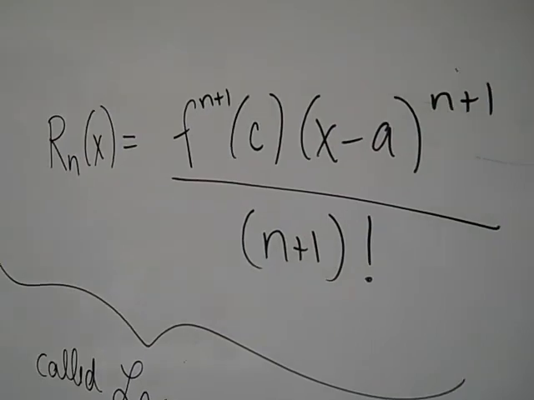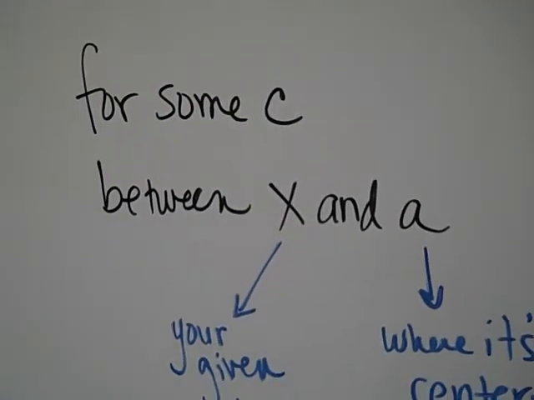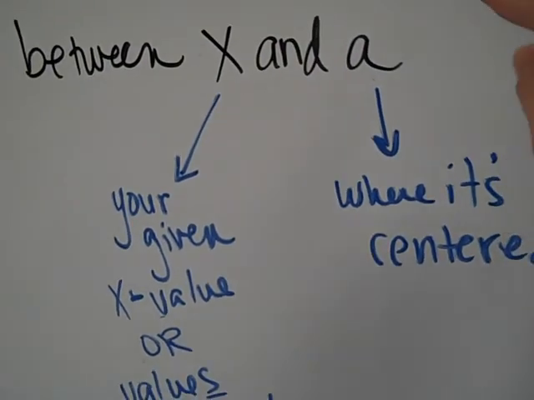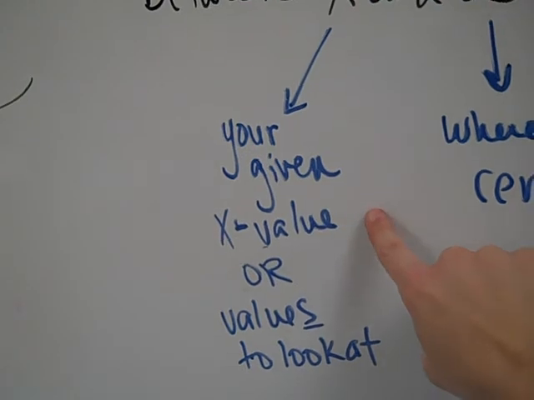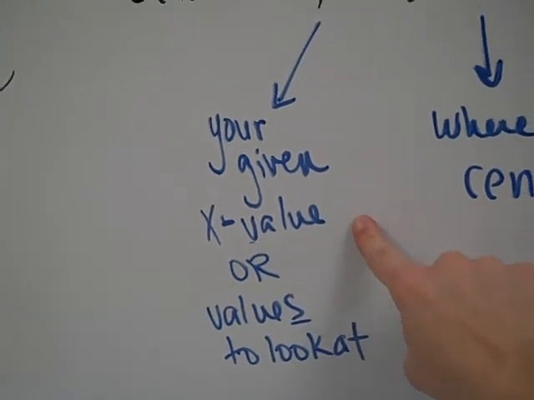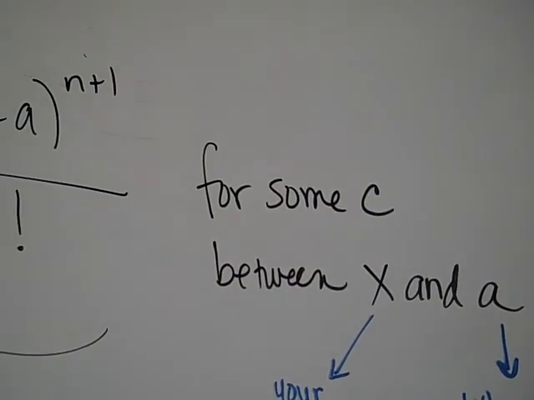So the remainder theorem is going to be used like this, and c is some value between x and a, being the place where it's centered, which in this case is 0, and x value is the given x value I'm looking at, so negative 0.1 to 0.1. So c is some number in between. And we'll talk about how to find that in a second.